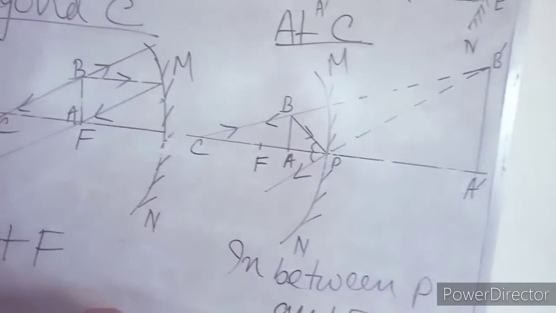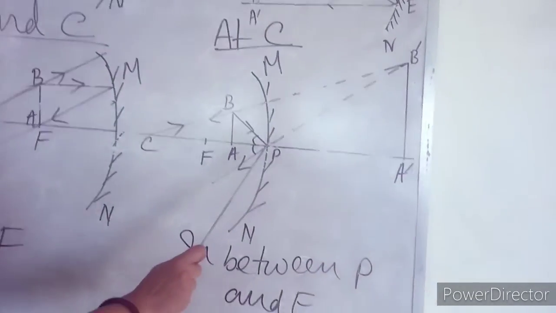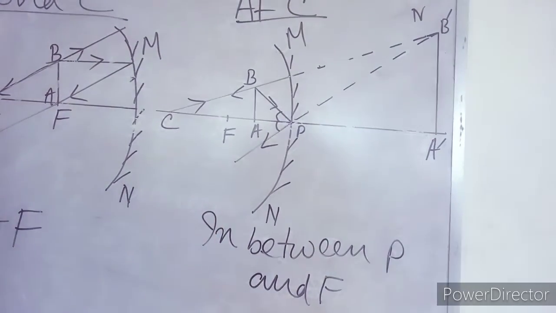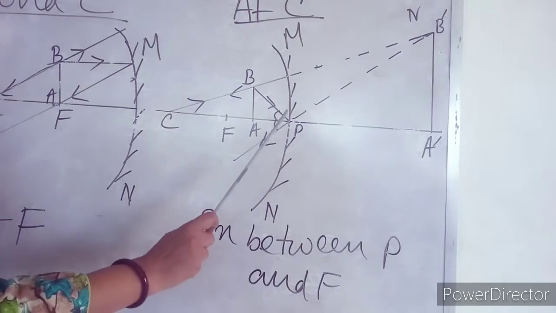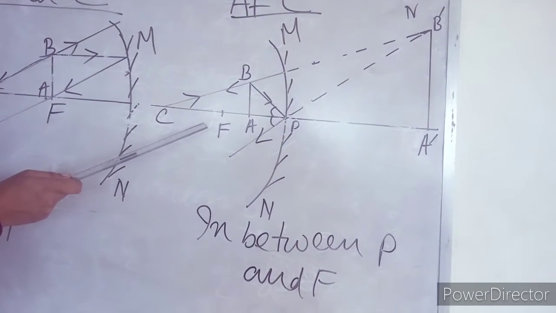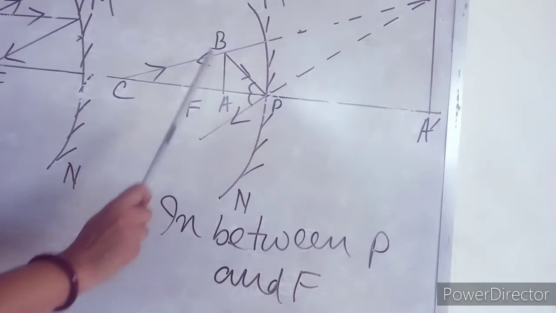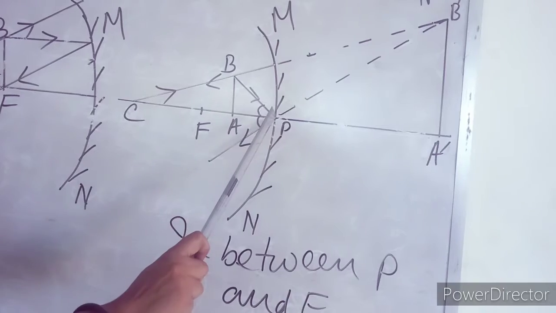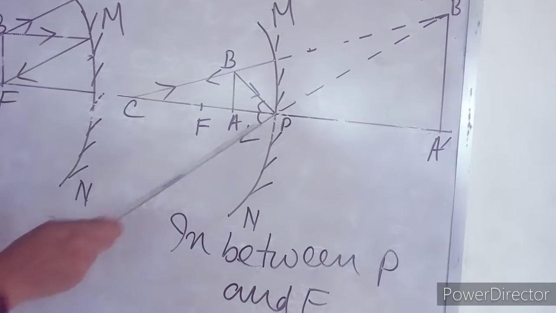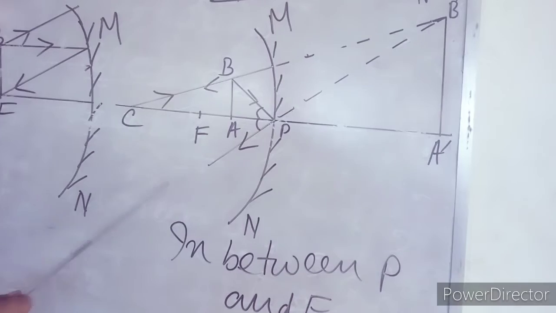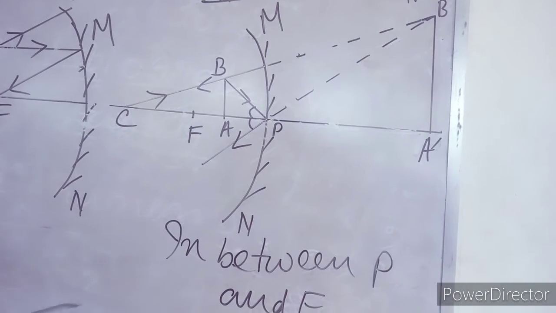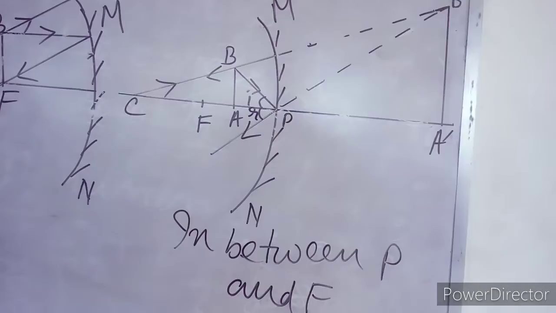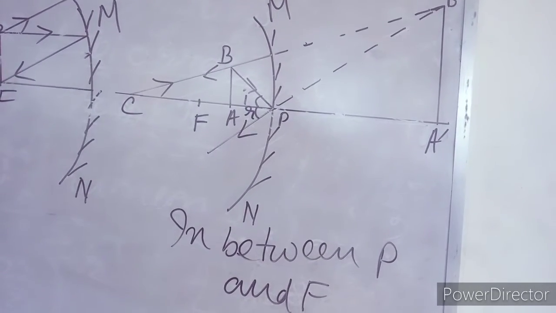Now my last case, when the object is in between pole and focus. This is the pole of the mirror. Pole means the center of this mirror, and focus all of you know. Now this is my object. One ray which is coming to the pole making a certain angle, after reflection again goes this side, and these two angles are the same, that is, angle of incidence equals angle of reflection. The two angles are the same.